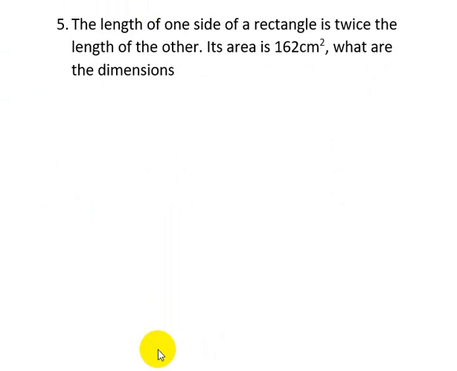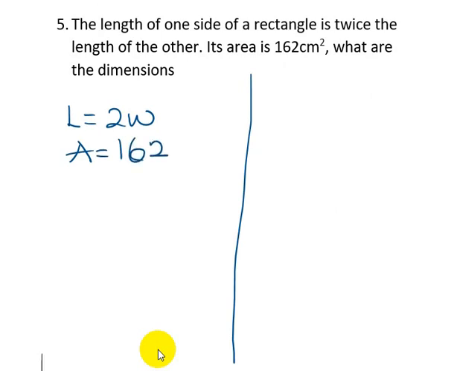Now the length of one side of a rectangle is twice the length of the other. Its area is 162. What are the dimensions? Now another simple question. From the question we are given that the length of one is equal to 2 of the other, right? So length will be equal to 2 of width, okay? And we are given area to be what? 162, okay?